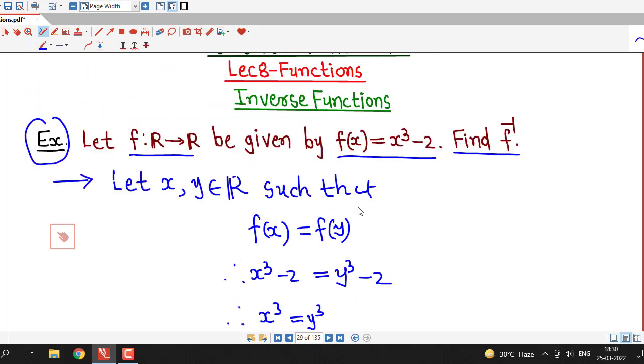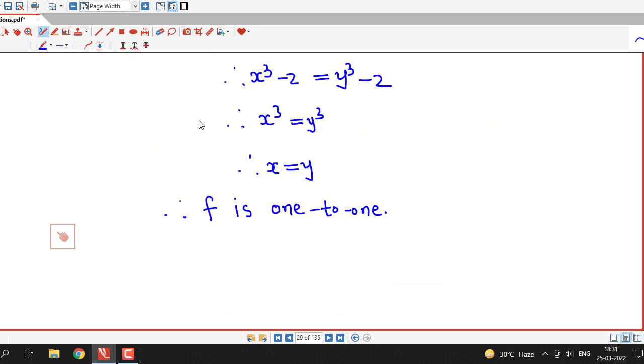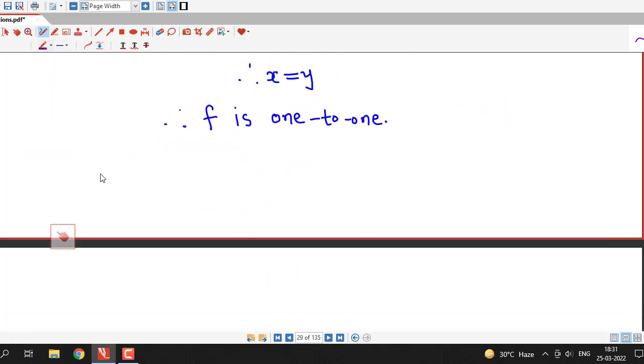Now we check for onto. For that we consider any element in the codomain and we will show that there exists some element in the domain whose image is that element. So we show that for each element in the codomain there exists its pre-image in the domain. So for that let y be in the codomain. Here domain and codomain are the same set of real numbers. So we start by considering any element of the codomain. Let y be in the set of real numbers which is the codomain of the given function.